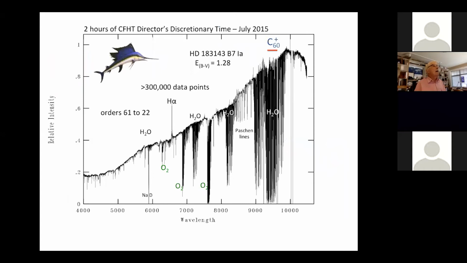So once they got that, and as soon as they got this result, John and I started talking about, well, could we look for these lines? And we availed ourselves of the director's discretionary time at CFHT. We got a couple of hours from Doug Simons, very kindly.